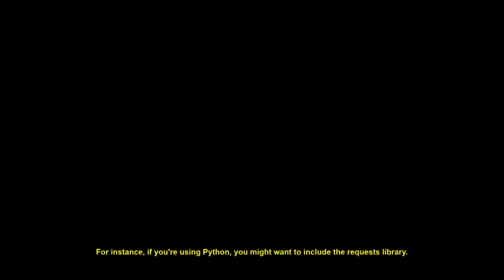For instance, if you're using Python, you might want to include the requests library. Write a function in your code that makes an authenticated request to the Vultr API. Include error handling to manage any potential API failures gracefully.